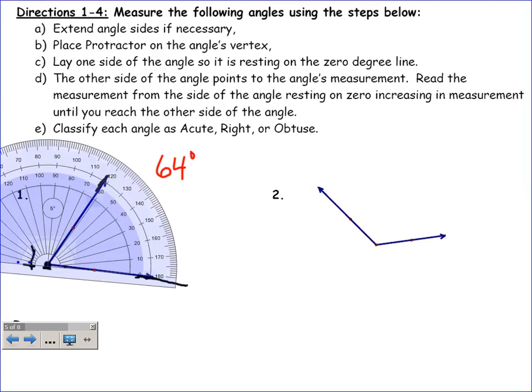You should not be at 70. You should not be at 68. Somewhere around 64 is about right. Make sure that your hole, right where it crosses here, sits right on top of the vertex.